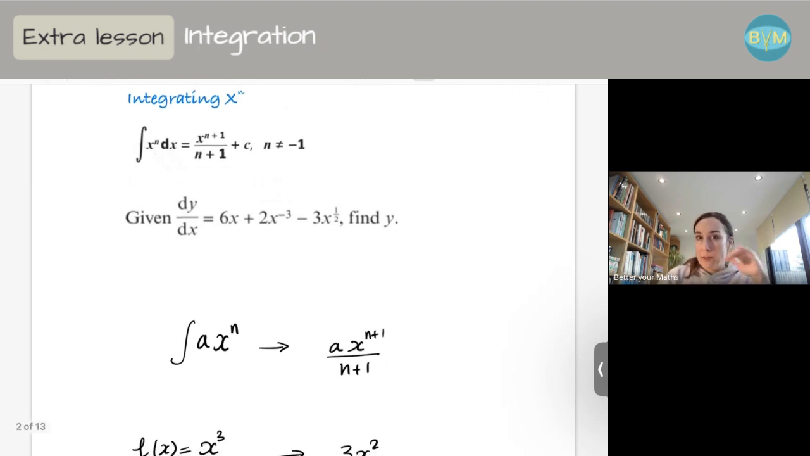So the exponent could be anything. It could be natural numbers, it could be negative numbers, it could be fractions, and sometimes we will have to prepare the questions slightly to be able to integrate.